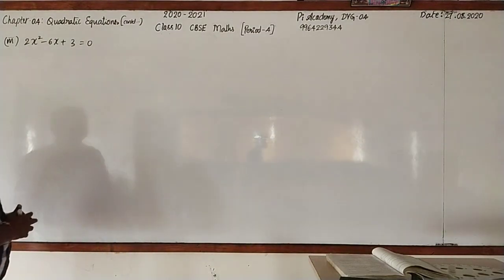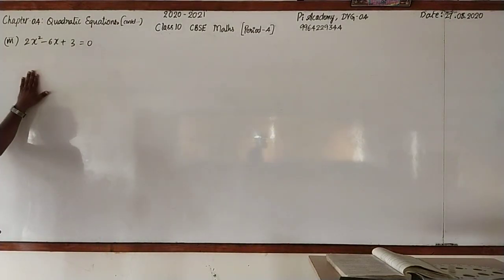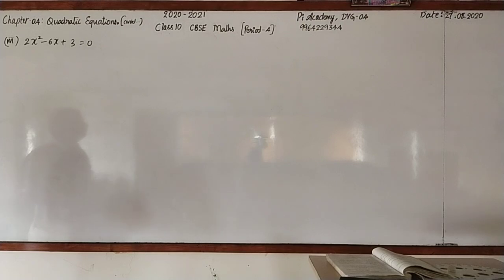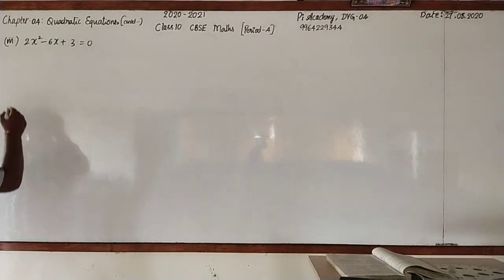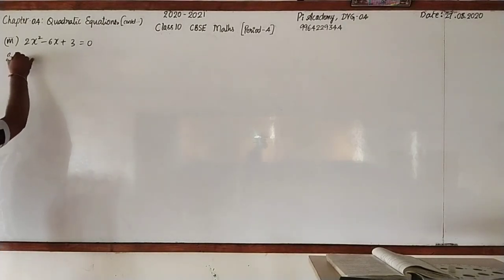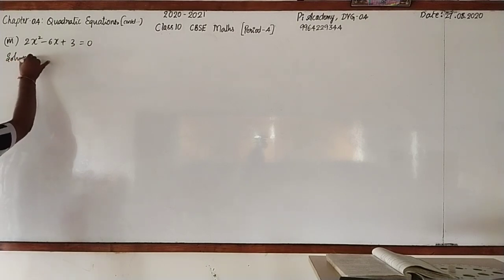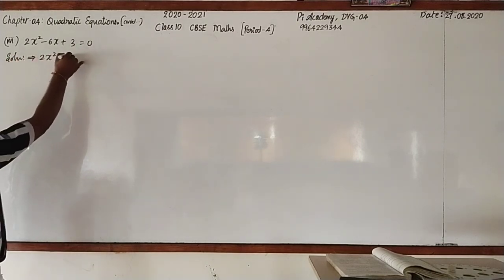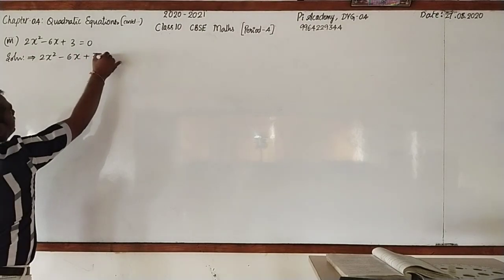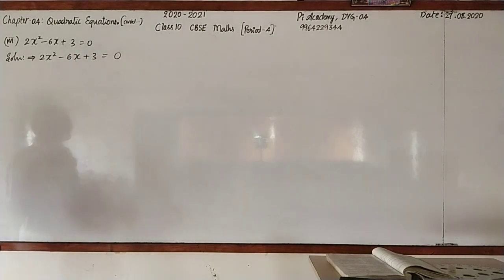Now please go on solving this equation with me again by the method of completing the square. Copy this: 2x² − 6x + 3 = 0. Now, solution. Write the given equation as it is: 2x² − 6x + 3 = 0. It is already in standard form.